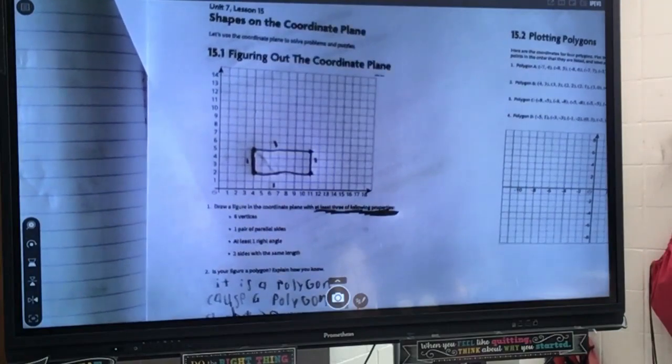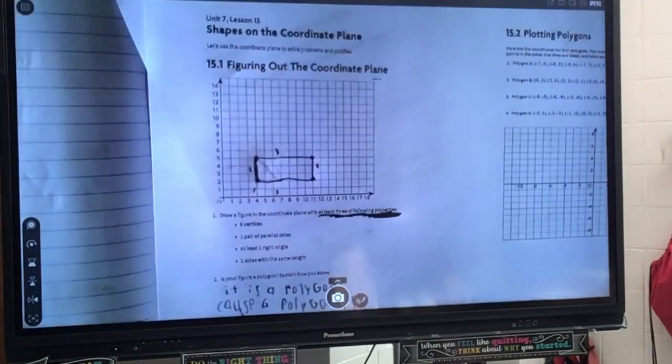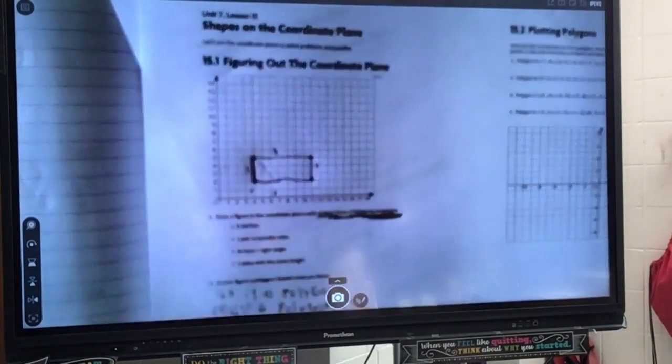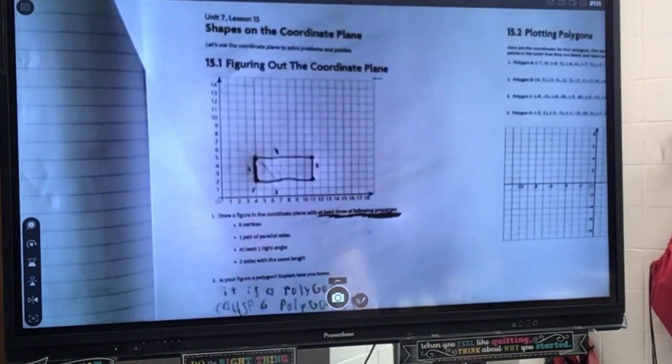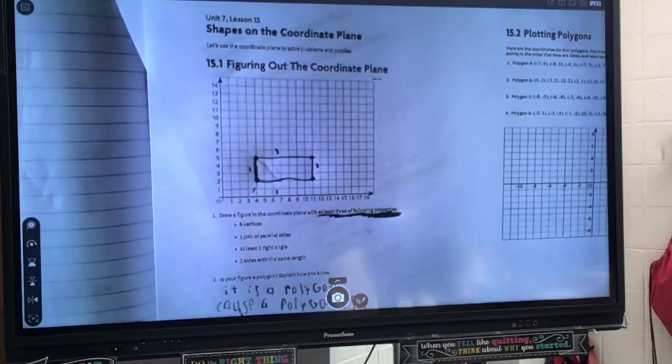Okay, so where's your right angle? Any one of them. There. Okay, and then your two sides are the same length. Yeah. Perfect. Alright, and why do you know it's a polygon? Well, because it's a shape on a coordinate plane. That's not necessarily true. Why do we know his is a polygon though, guys?